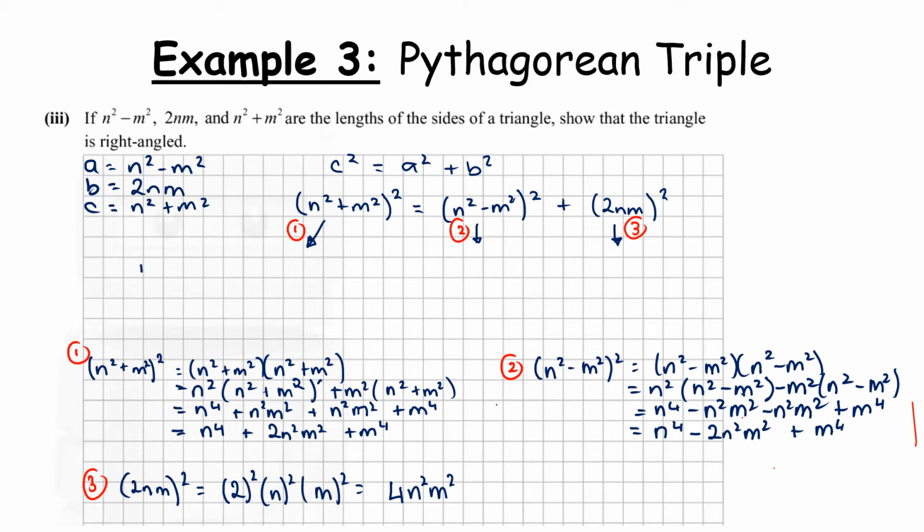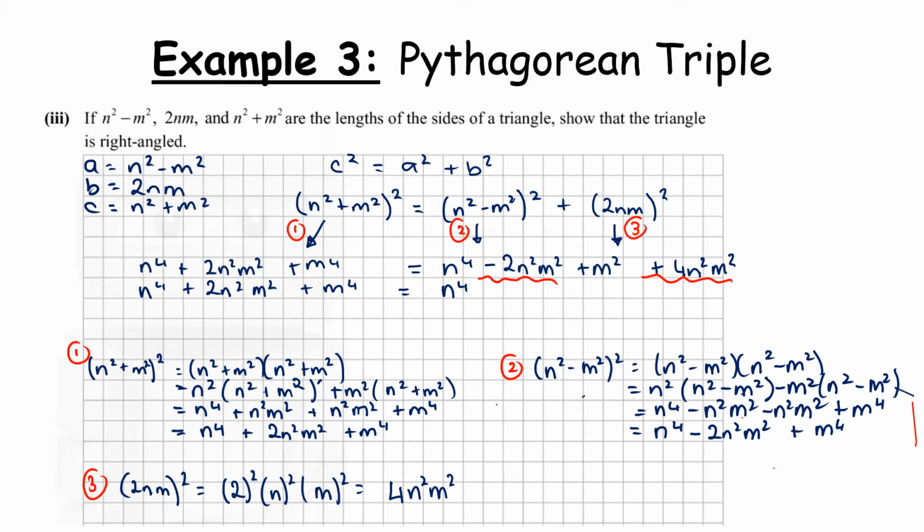So what we got for the answer for part 1 was n to the power of 4 plus 2n squared m squared plus m to the power of 4, is equal to, part 2 we got n to the power of 4 minus 2n squared m squared plus m to the power of 4, and the last part was plus 4n squared m squared. Now on the right hand side we have two like terms that we can add together to clean it up. Other than that, everything stays the same. So we have n to the power of 4, minus 2n squared m squared plus 4n squared m squared, so we get plus 2n squared m squared, and sorry, that should be m to the power of 4 plus m to the power of 4. And what you see is the left hand side is equal to the right hand side. Therefore, this is a right angle triangle.